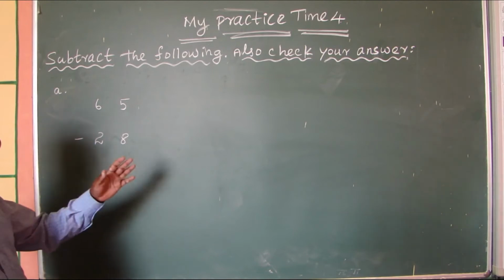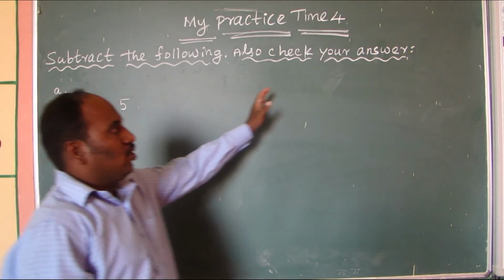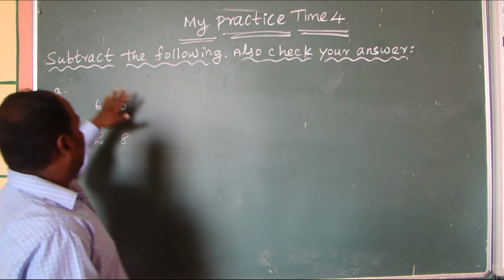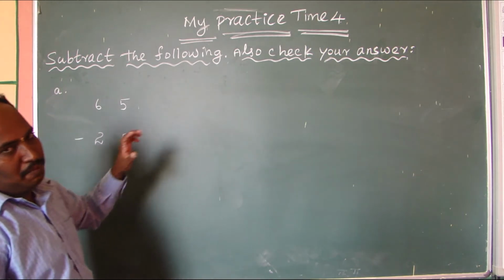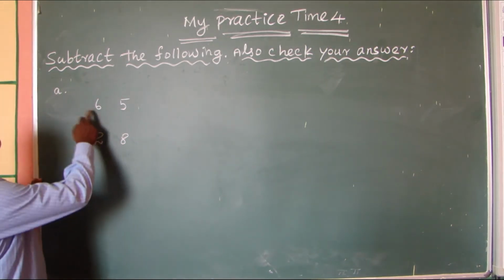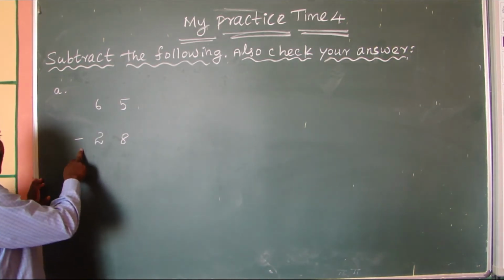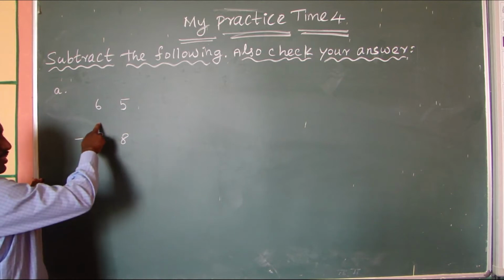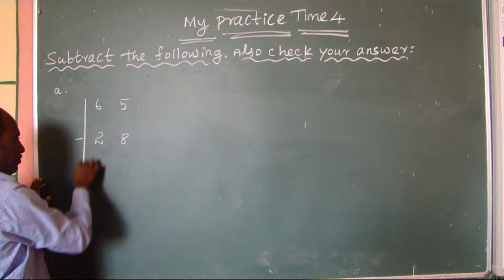Subtract the following. Also check your answer. First we subtract the sums, then we check our answers. First one, A part: 65 minus 28.